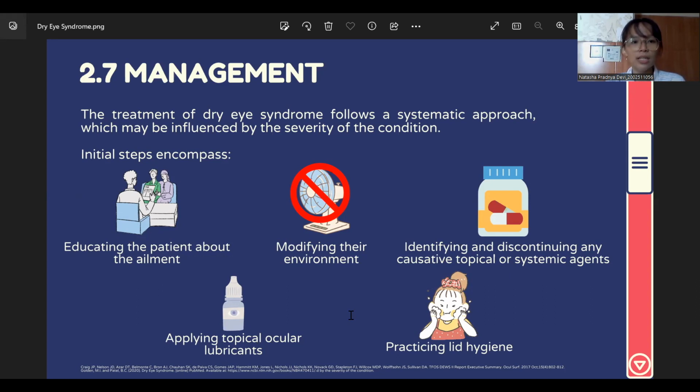And the next treatment: identify and discontinue any causative topical or systemic agents, applying topical ocular lubricants, and practicing lid hygiene, such as utilizing warm compress and lid scrub, as well as incorporating oral essential fatty acids. Additional treatment may involve the utilization of serum eye drops, considering either oral or topical, exploring therapeutic contact lens, and evaluating surgical punctal occlusion as a potential intervention.